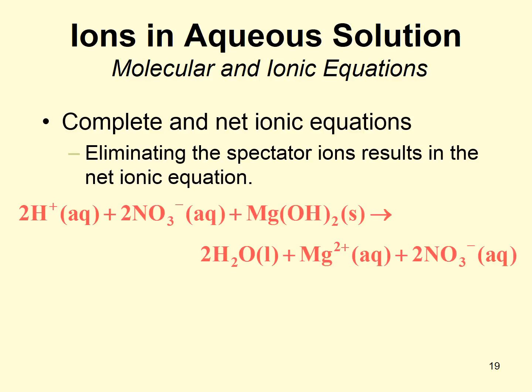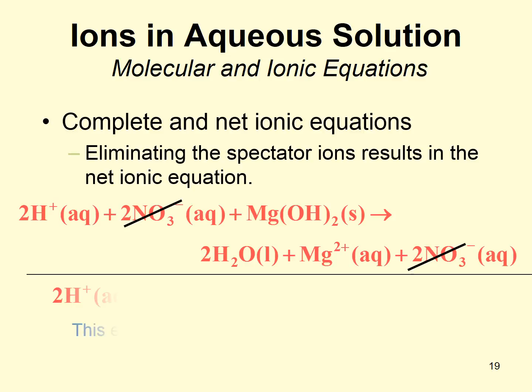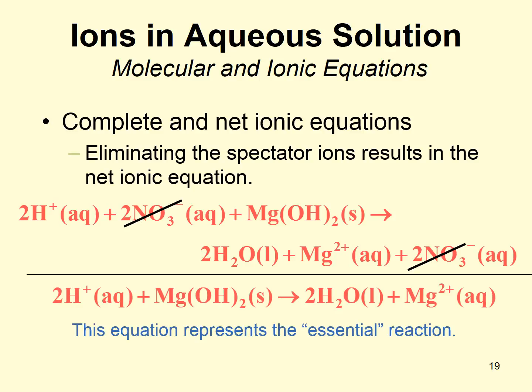And this gives us, let's see, here we go. We can cancel them out. And so that gives us the essential reaction, which is also called the net ionic equation. All right, and notice this one, like I said, the charges don't always have to be zero on both sides.